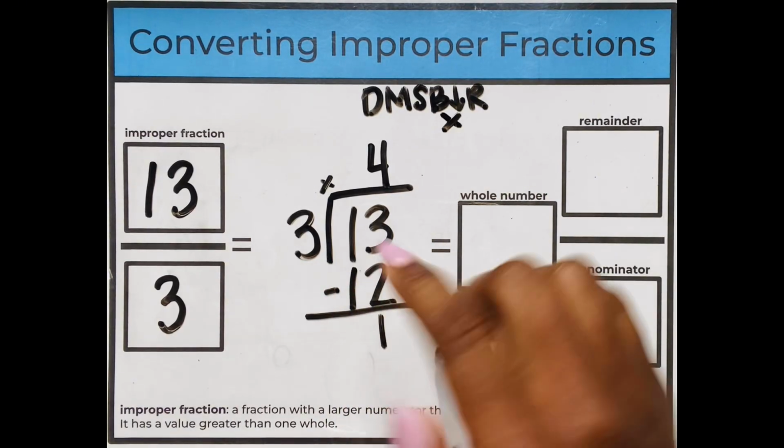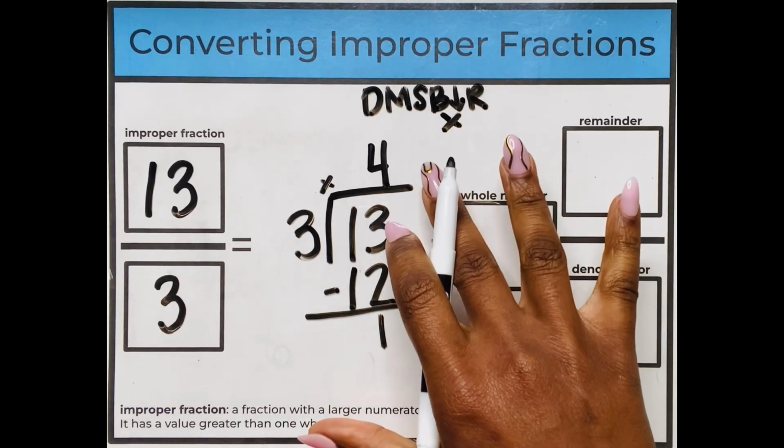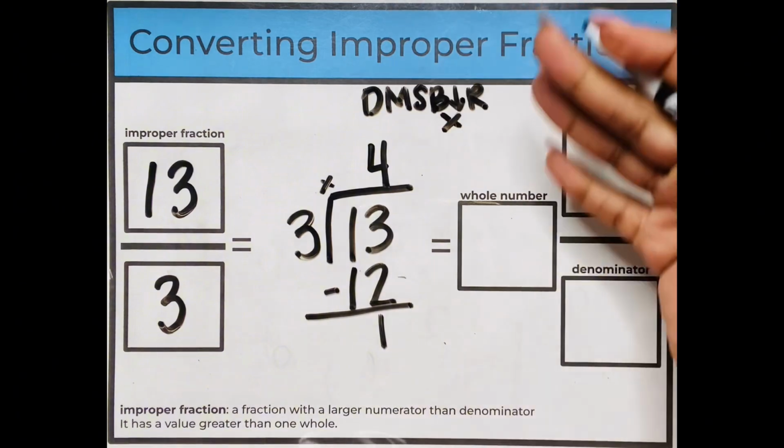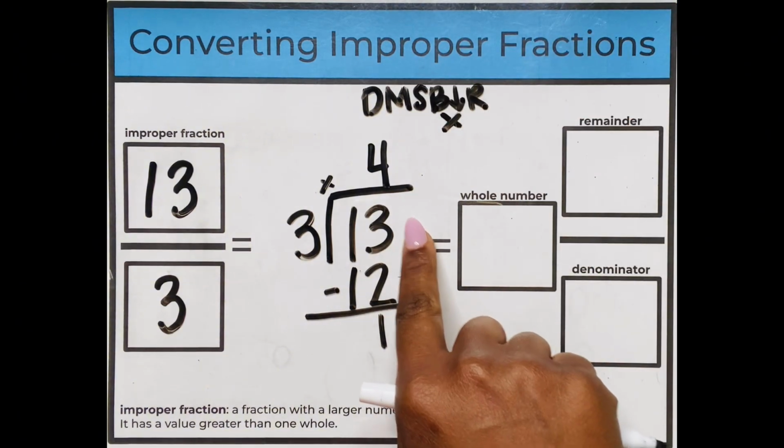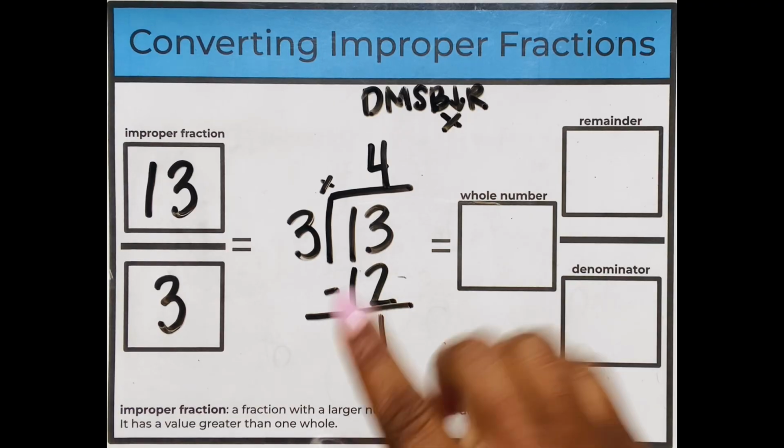Most students make a mistake when using traditional division because they don't know when to stop or if they should continue. If you don't have anything to bring down, you're done. This number is your remainder.